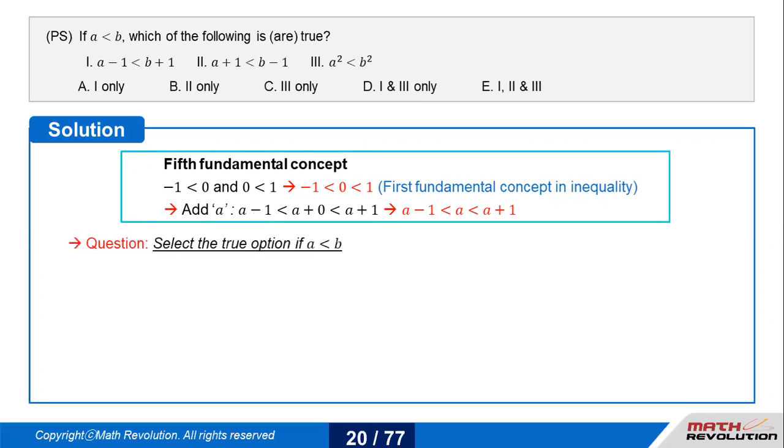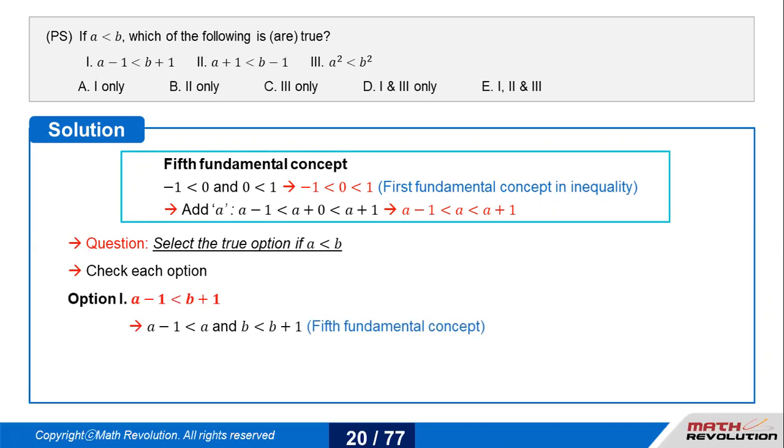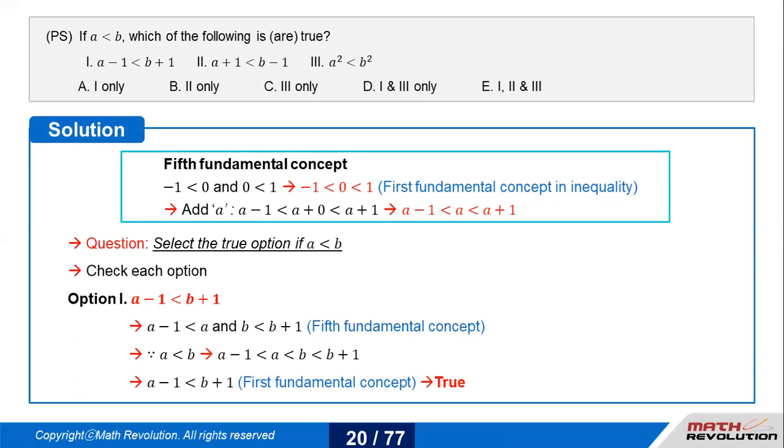So now in this scenario, what we will do is we'll check each option. So if A minus 1 is less than B plus 1, definitely A minus 1 is less than A, and B plus 1 is greater than B. And it also says that A is already less than B. If A is less than B, definitely A is less than B plus 1. And if A is greater than A minus 1, then A minus 1 is less than B plus 1. So in this scenario, we are already getting the first option to be true enough.